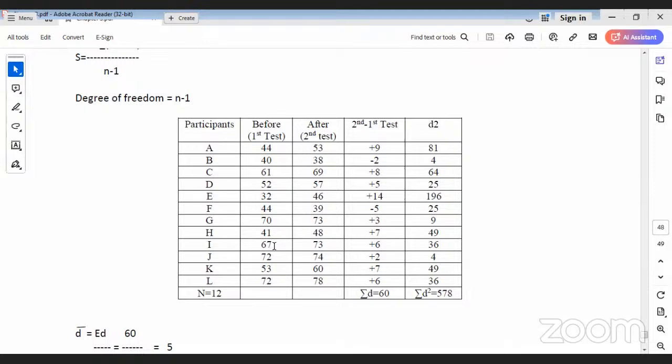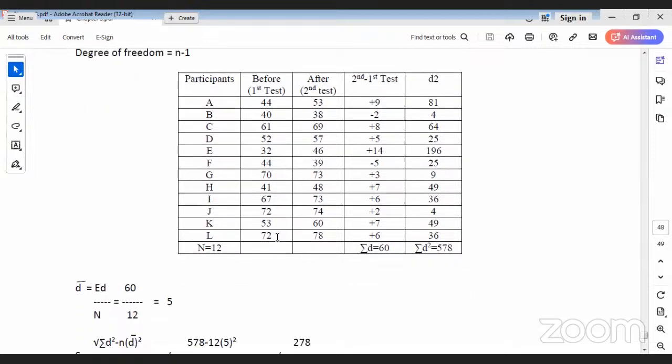So sigma d is equal to plus values separate and minus values separate. So finally the value we get is 60. Then d square. 9 square 81, 2 square 4, 8 square 64, 5 square 25, 14 square 196, 5 square 25, 3 square 9, 6 square 36, 2 square 4, 7 square 49, 6 square 36. Sigma d square is equal to 578.